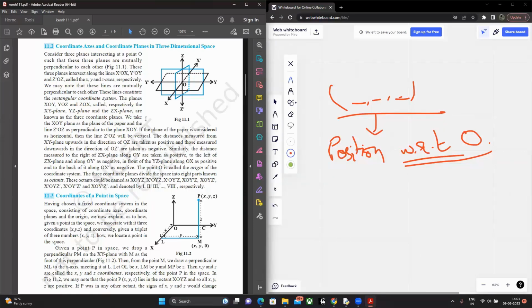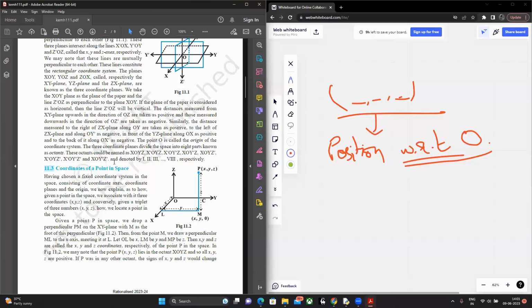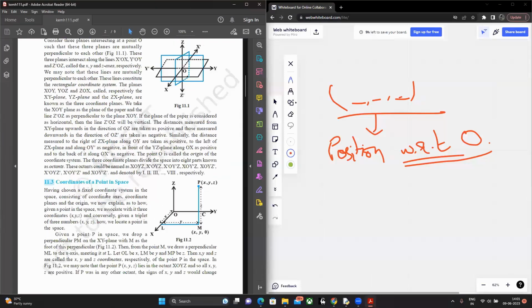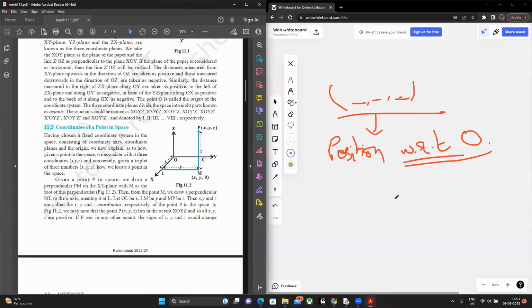That is going to divide the whole space into 8 octants. This is going to be the first octant. You have 8 octants basically, and you have a numbering system as to which octant is 1, which octant is 8, and which is 5. Now you deal with the representation of a point.